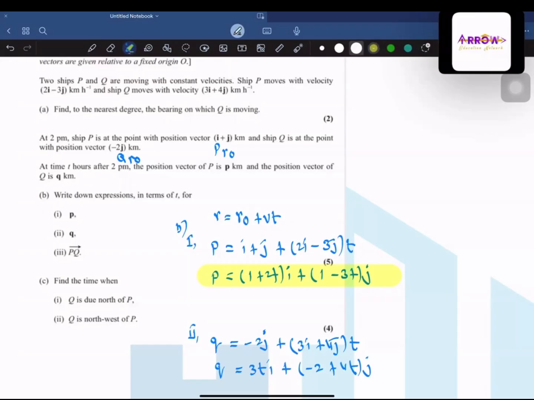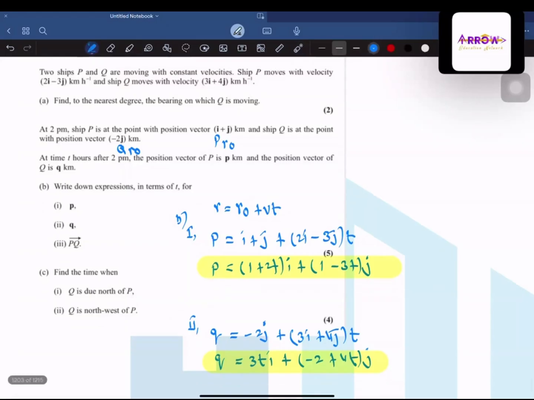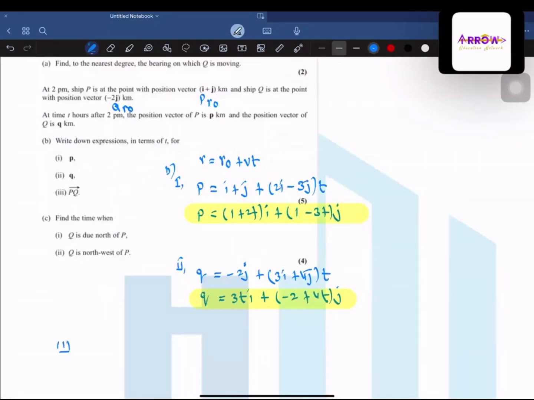So this is the answer for part B, part 2. Now coming on to part 3, we need to find the PQ vector, the displacement vector from P to Q. According to the vector subtraction law, we can say OQ minus OP, because these two vectors in part B, part 1 and part 2, are the position vectors of P and Q respectively. So we are going to find the displacement vector PQ, or you can say the direction vector of PQ. According to the vector subtraction law, PQ means OQ minus OP.